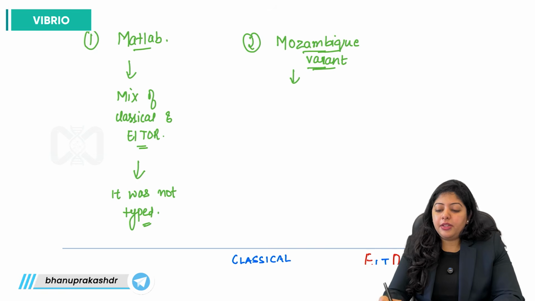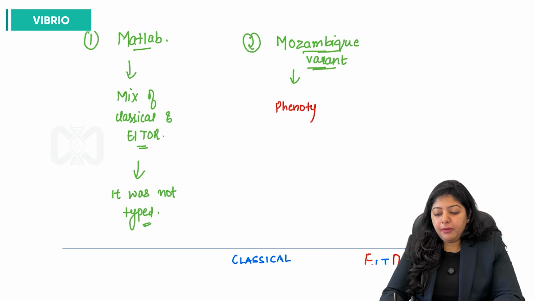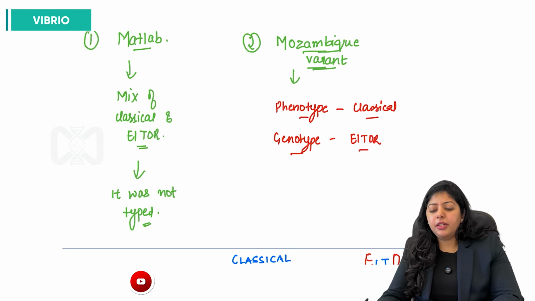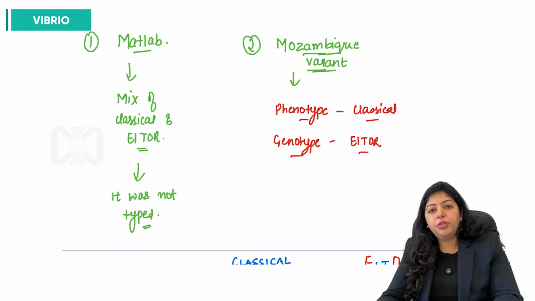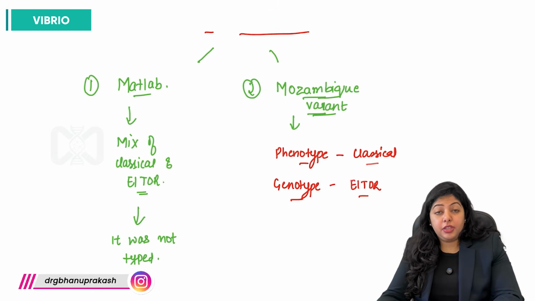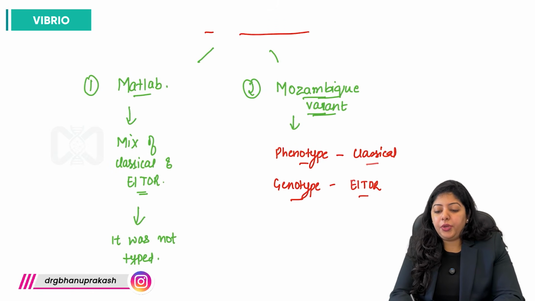And the Mozambique variant, it has a phenotype and a genotype. Phenotypically it is classical and genotypically it is El Tor. So this also remains a hybrid version. It has properties of both classical as well as El Tor. So both of these, because of such properties, are kept under El Tor variants.